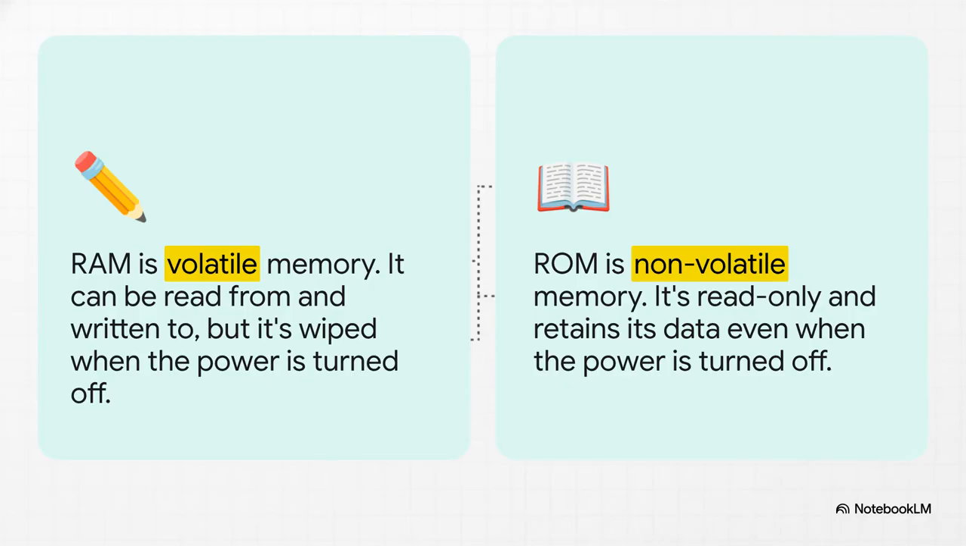Now, this is the core difference you absolutely have to get for the exam. RAM is volatile. Think of it like a whiteboard. As soon as the power goes off, it gets wiped clean. You can read from it and you can write to it. ROM, however, is non-volatile. It's like a printed book. It keeps all its information even with no power, but you can't change what's written inside. That's why it's called read-only.